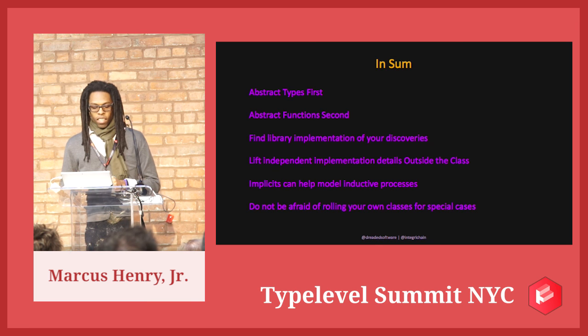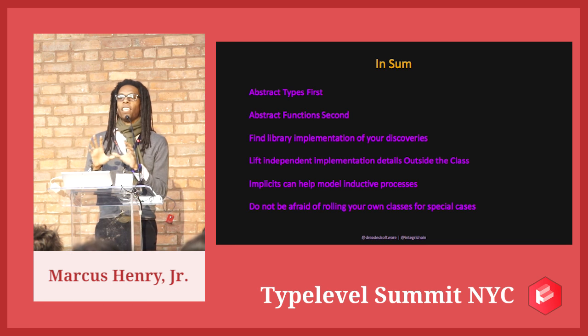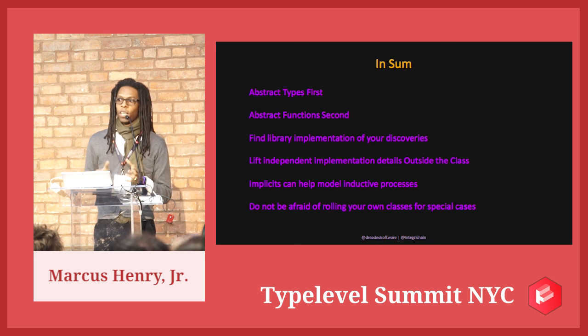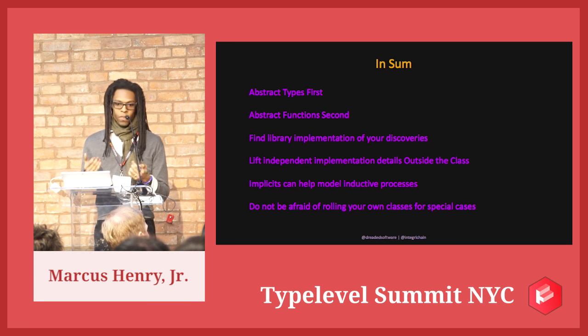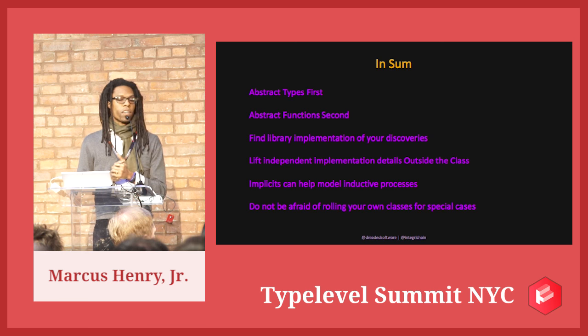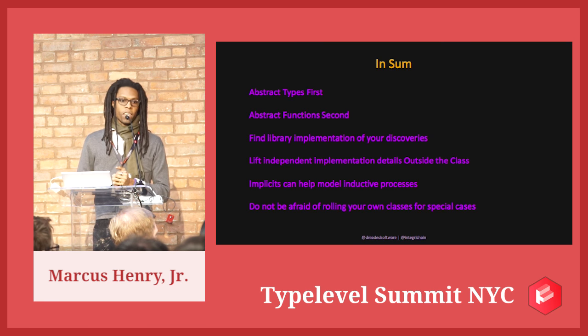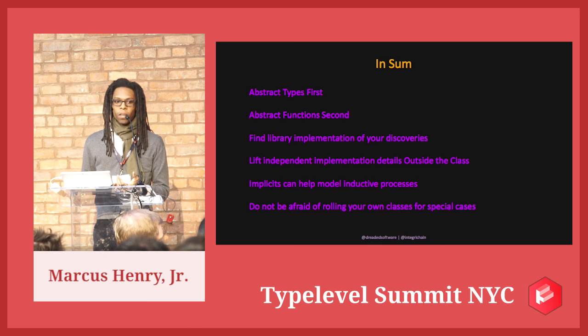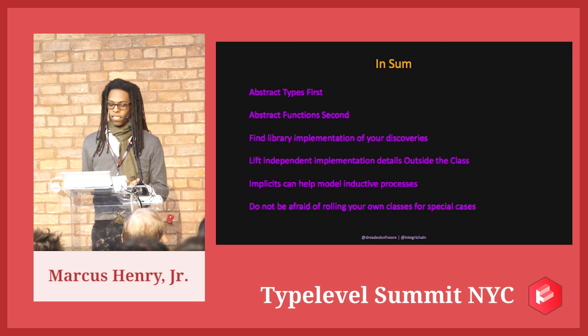Then we lift all of the independent parts of our class outside of the class, right? So that we can compose them more easily, and we can compose them more independently, right? Then we use implicits for our induction, and if needed, we needed it here, we can roll our own type classes, but that should be reserved only for special cases, right? Yeah, and that's all I got. Do we have any questions?